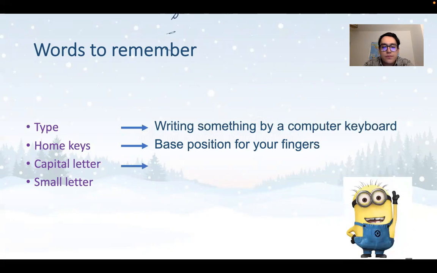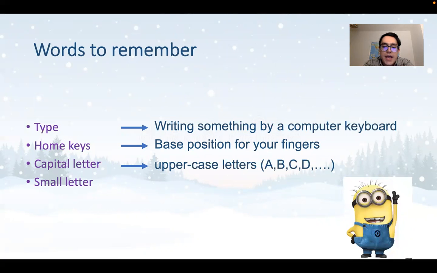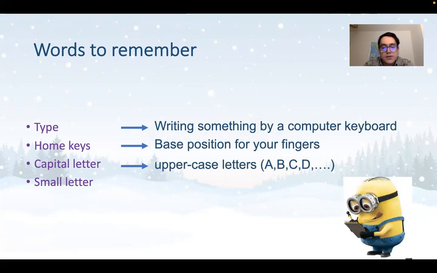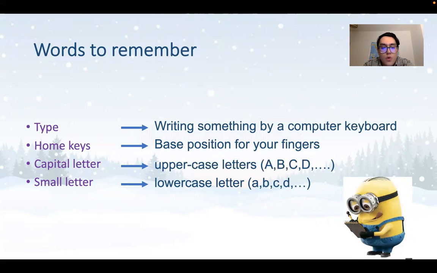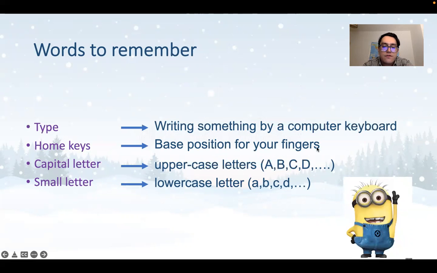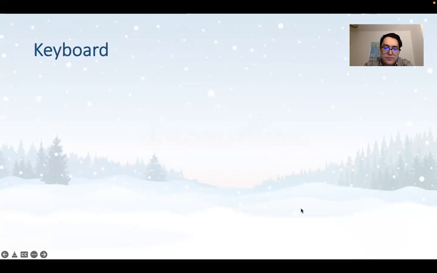Capital letter. So capital letter is the uppercase letter, which is A, B, C, D, and so on. Lowercase letters are small letters, which are a, b, c, d. Also, you can see the difference between capital letters, or uppercase letters, and small letters, or lowercase letters, which look like this.